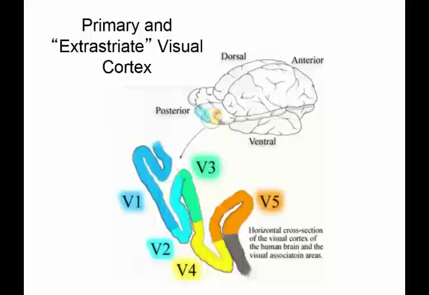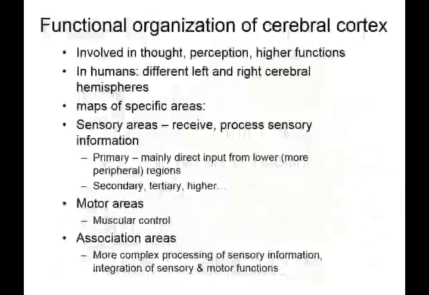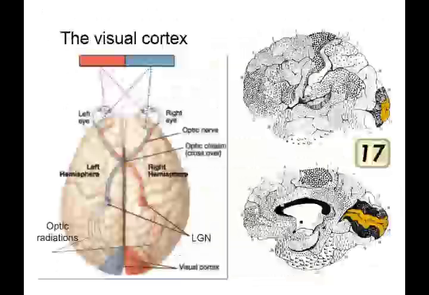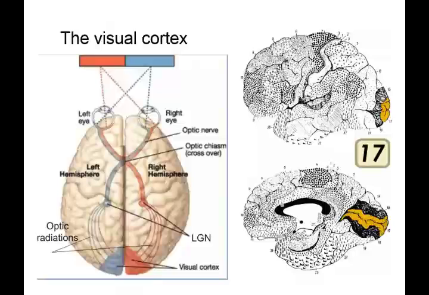Here's another view of that from the side. See how this folding is set. I think I said, why is the cortex folded so much? You remember? Why does it look like a walnut? To increase the surface area.